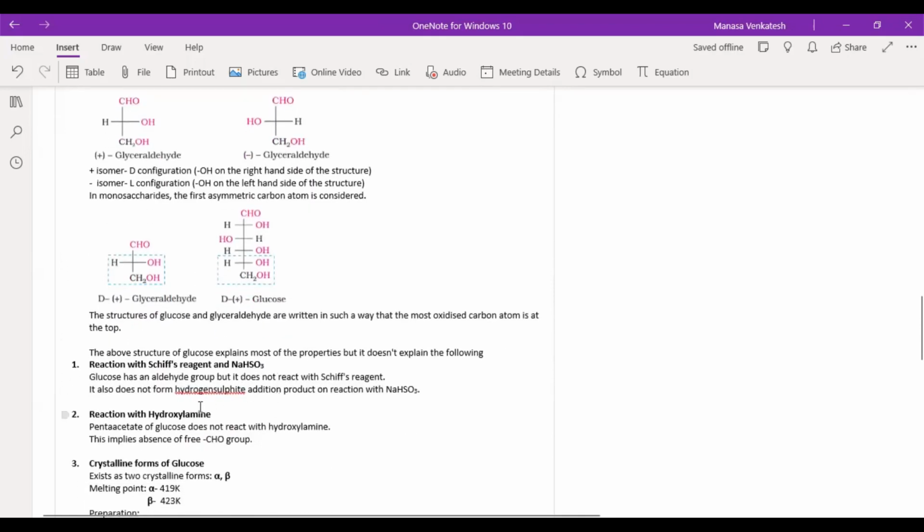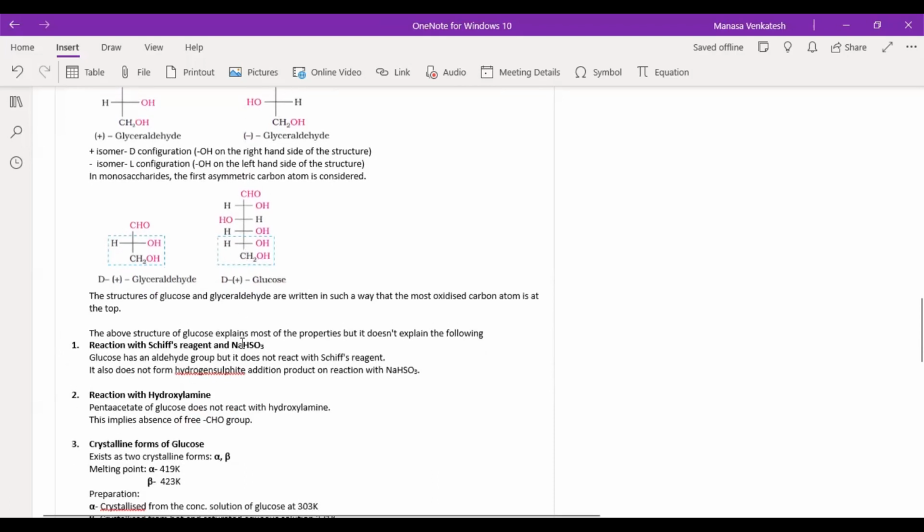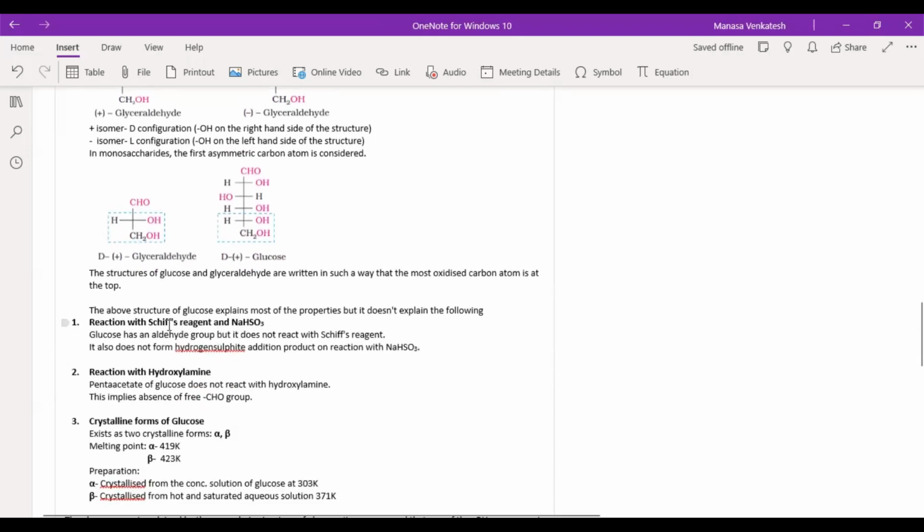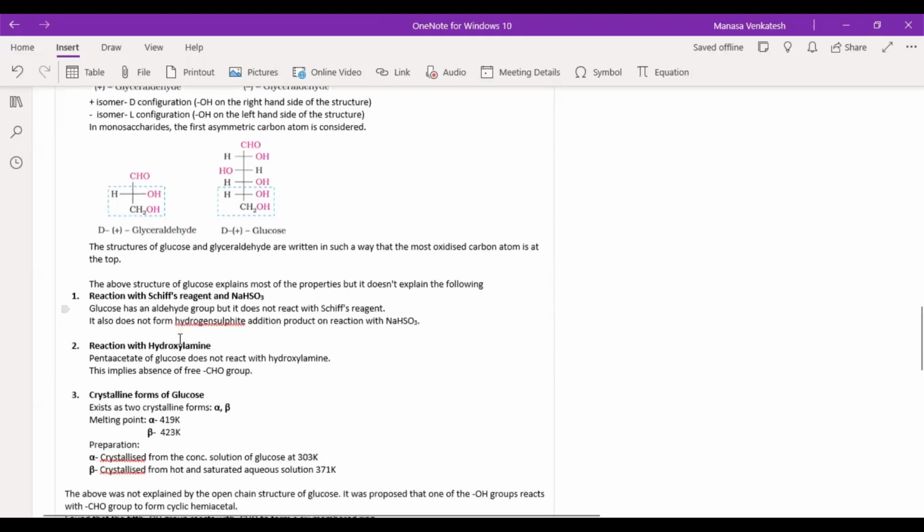Now, the above structure did not explain certain reactions. First, it did not explain the reaction with Schiff's reagent and NaHSO3. An aldehyde group should react with Schiff's reagent, but in this case it did not. Also, it did not form an addition product with sodium hydrogen sulfite. They couldn't understand why that was the case. The second was the reaction with hydroxylamine: the pentaacetate of glucose did not react with hydroxylamine.